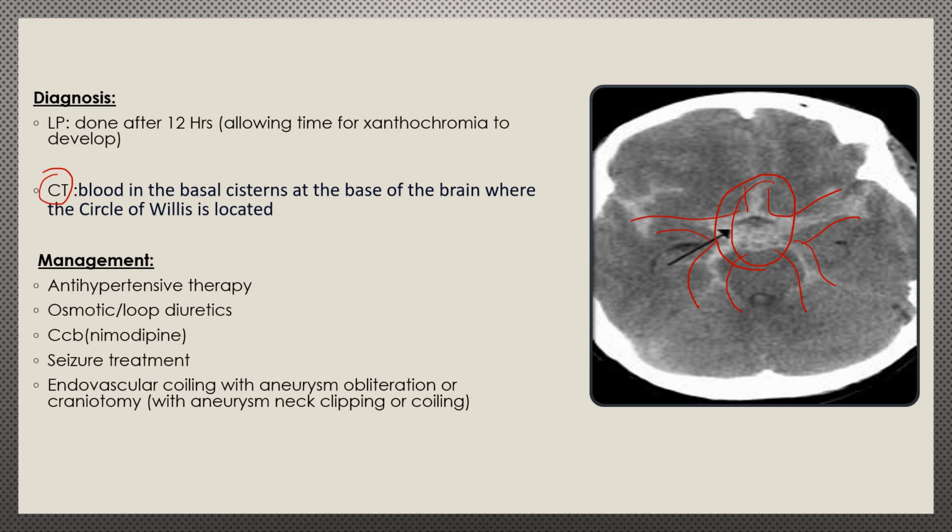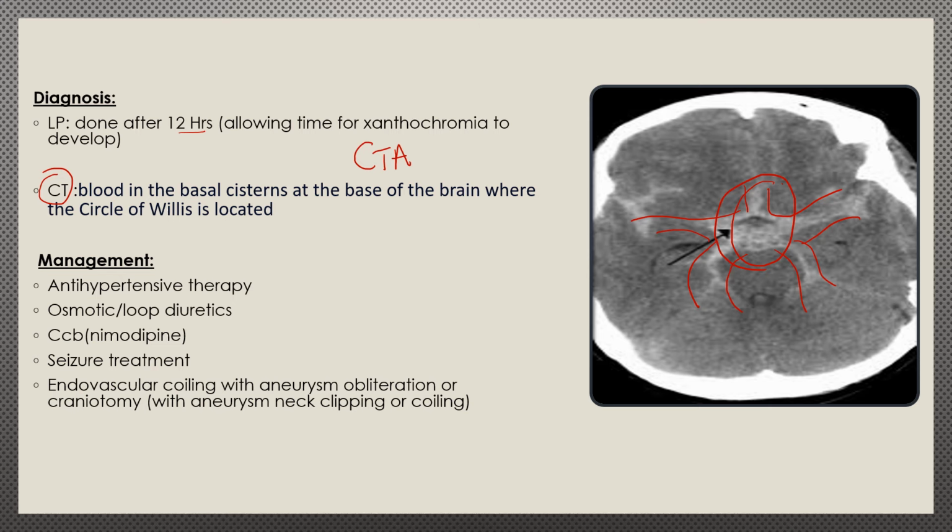The lumbar puncture is done after 12 hours, which gives time for xanthochromia to develop, which is yellow discoloration due to erythrocyte breakage. But if there is no xanthochromia and still there is high clinical suspicion that the patient has subarachnoid hemorrhage, a CTA or cerebral angiography is done.